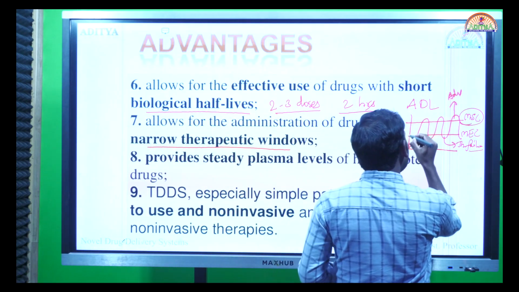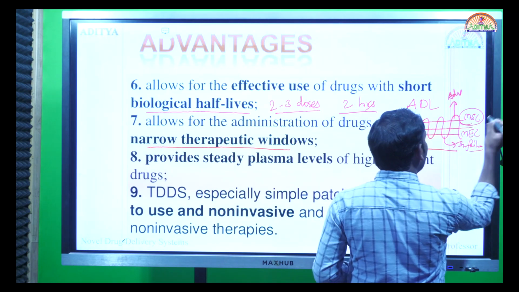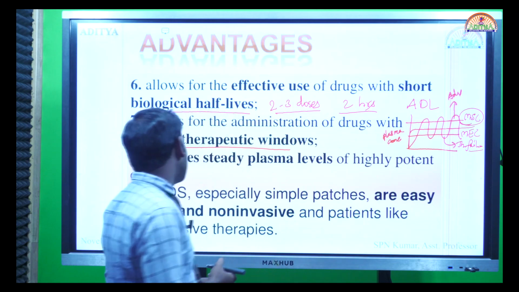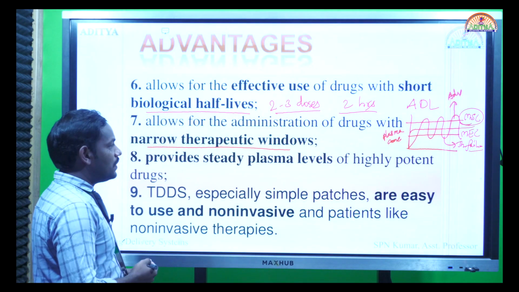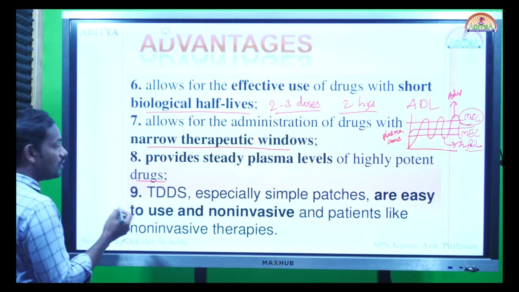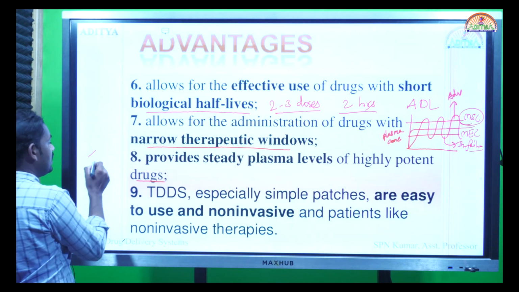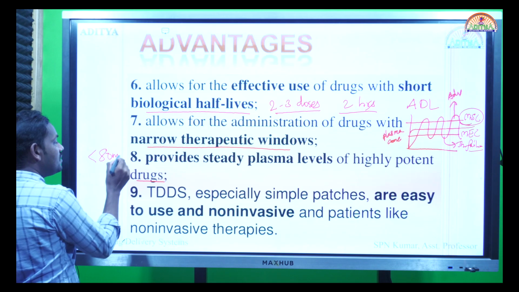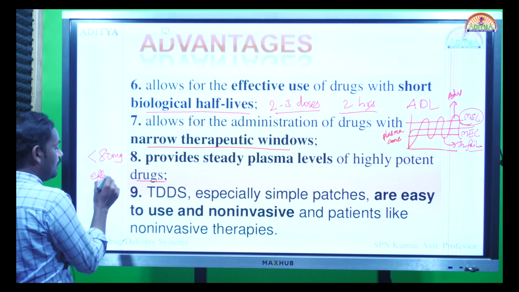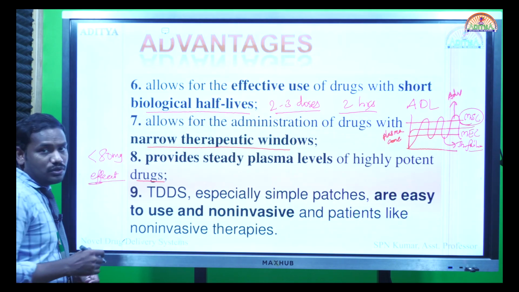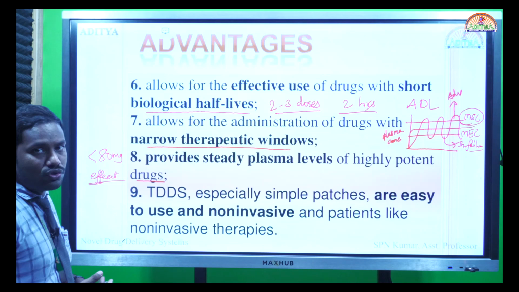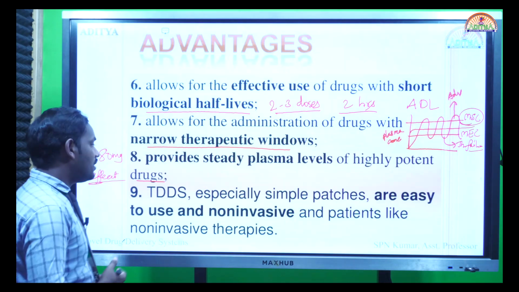It can have a zero order drug delivery, a flat line throughout between the maximum safe concentration and minimum effective concentration. It provides steady plasma levels of highly potent drugs. Especially a potent drug, say a potent drug is one whose dose is less than 80 mg, has a pronounced therapeutic effect on the body, like digoxin or lithium carbonate or aspirin. So all such drugs have a potent effect on the body. So such low dose drugs can be effectively given by the transdermal route.